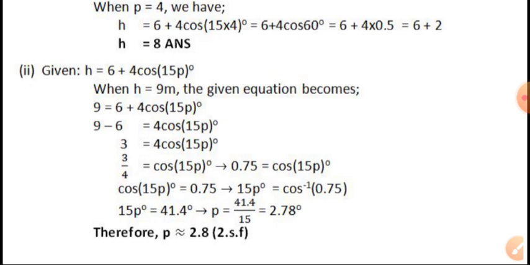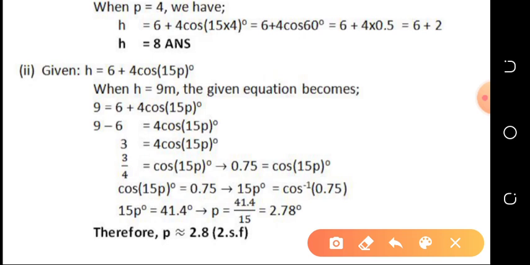Now, the first thing to do is move the 6 to the left hand side. Mind you, anytime you move a number, be it positive or negative, to either the left hand side or the right hand side, the sign must change. So here it was positive 6, but crossing to this side it becomes negative 6. So you have 9 minus 6 is equal to 4 cos 15P. What is 9 minus 6? We have 3 is equal to 4 cos 15P.